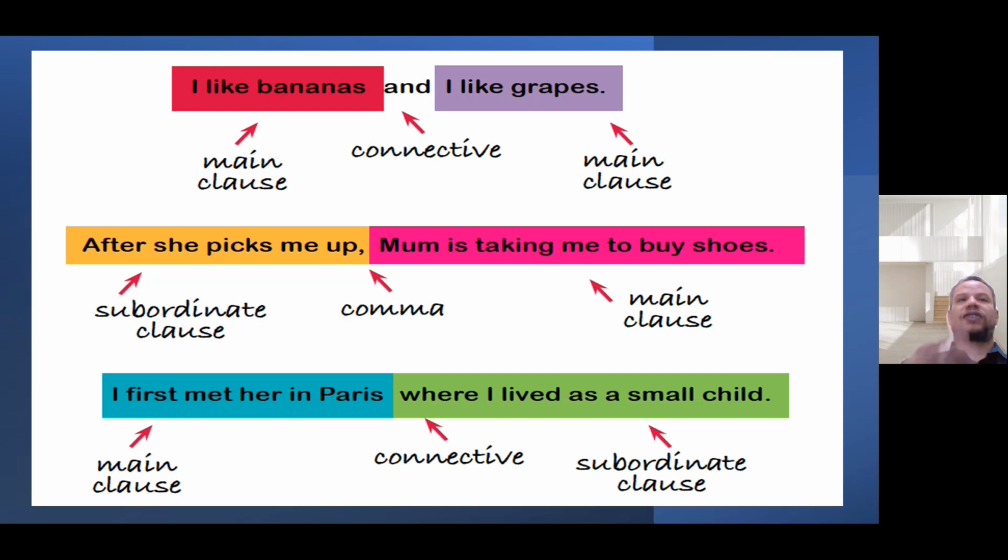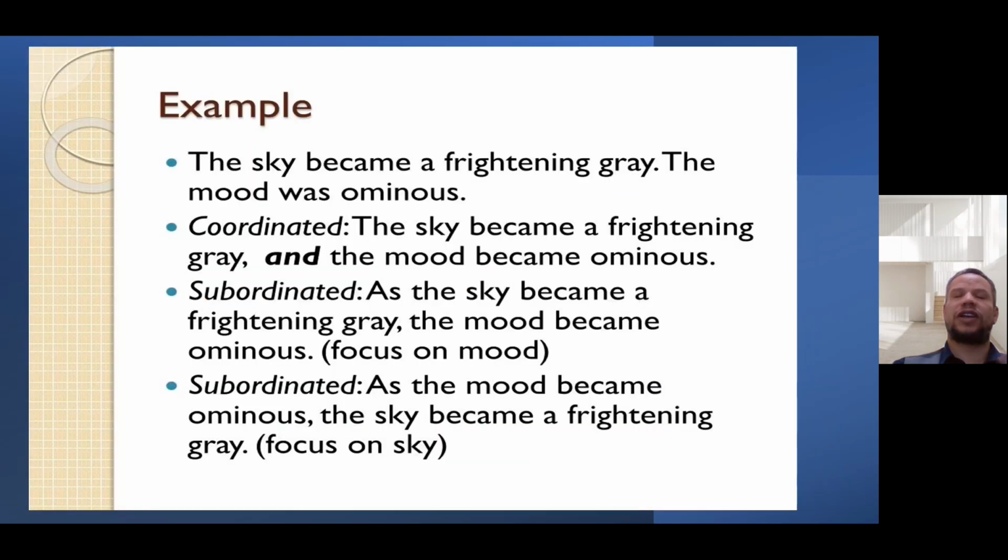That's right. For example, I first met her in Paris, where I lived as a small child. I first met her in Paris is a complete meaning, so it's a main clause. Where I lived as a small child is a subordinate clause, so we have to use subordinating conjunctions like where or when and so on. Let's go through examples here to be clear again for you.